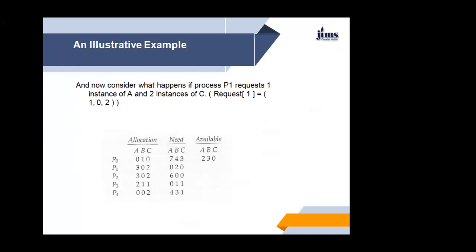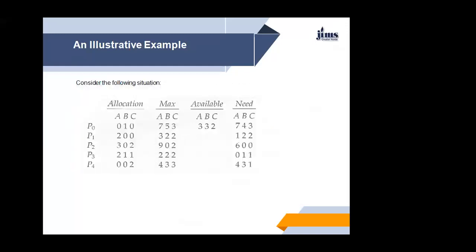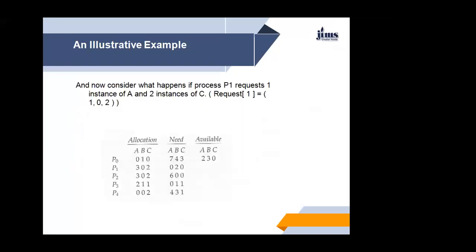Available resources will be, actually earlier available were 3, 3, 2. So in this 3, 3, 2, we will subtract 1, 0, 2. So 3 minus 1 equals 2, and this 3 minus 0 equals 3, and 3 minus 2 equals 1. Wait, 2 minus 2 equals 0. So now this will be the next scenario.